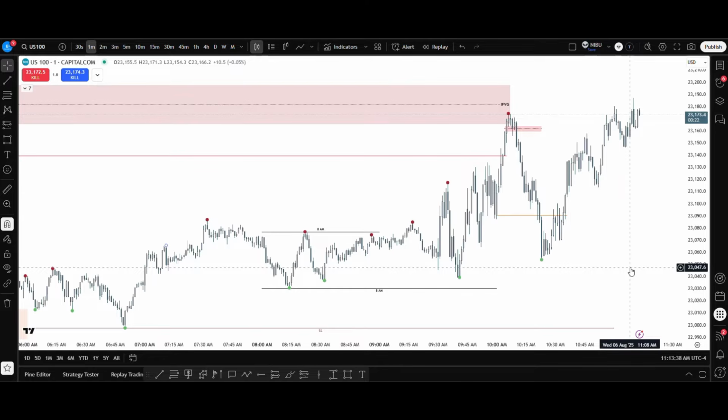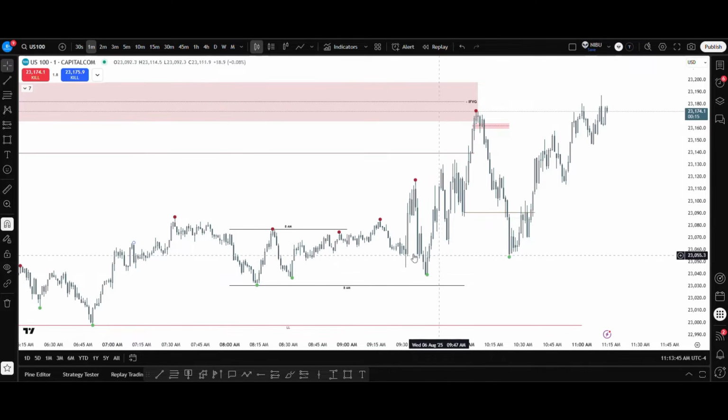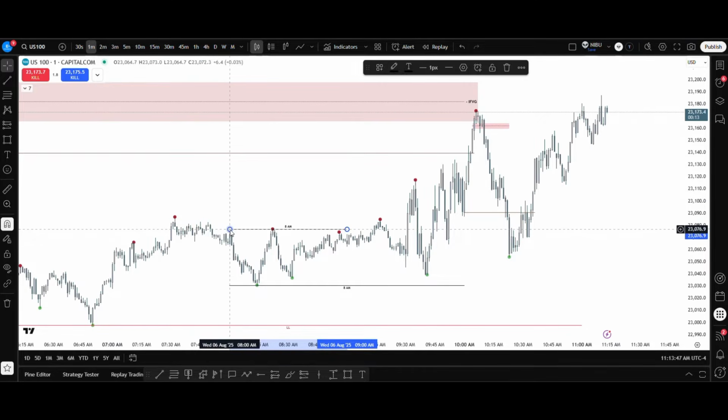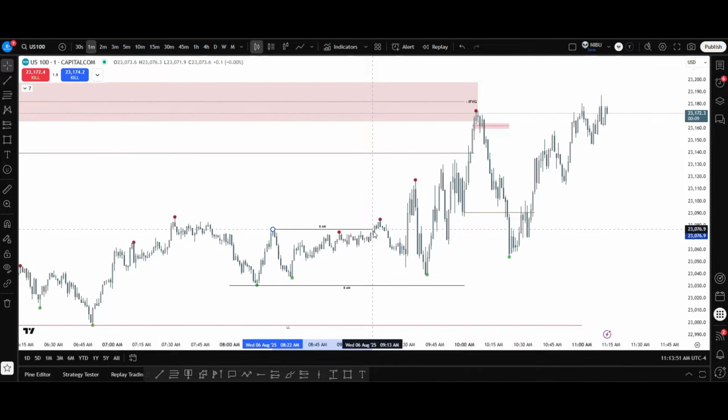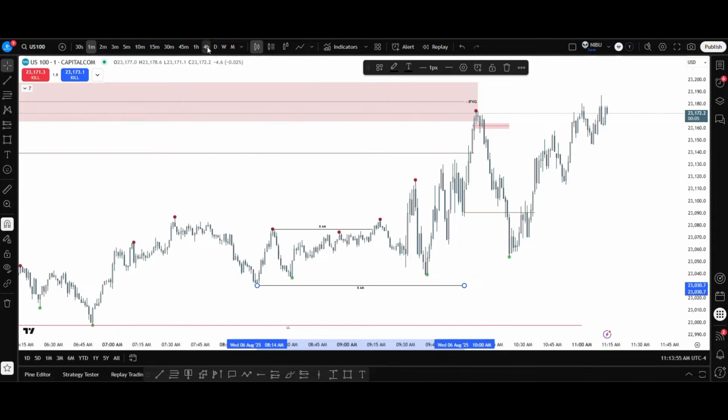So here we are going to break down today's NQ trade. I will show step by step basically what I am doing during the trading session. I used to start with the 4 hour time frame.